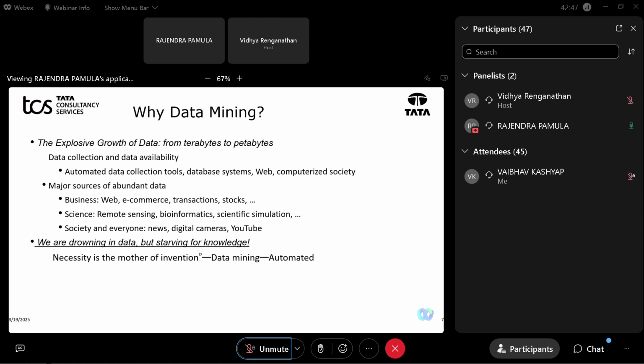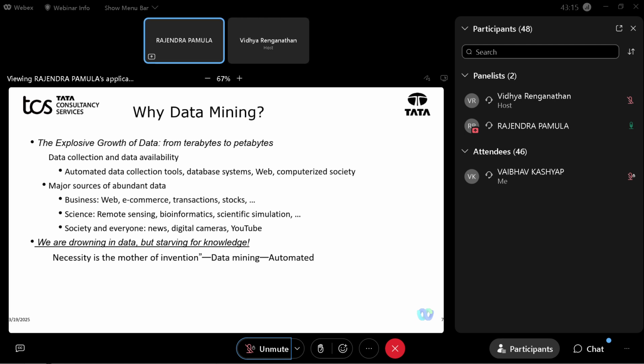So for a certain reason only they are collecting data: to analyze people, to understand their movements, to understand their purchasing strategy, to understand their psychology. That way people are trying to understand in different ways. So we have major sources of abundant data.